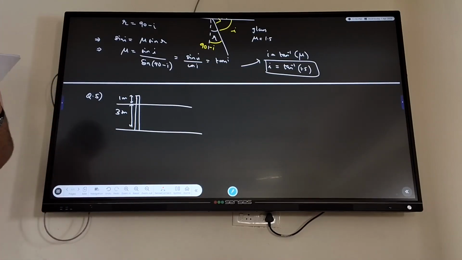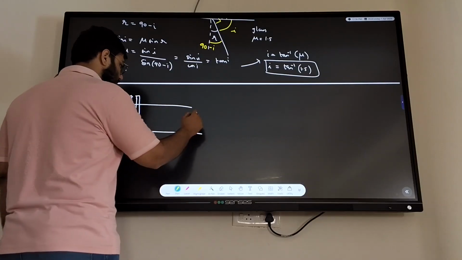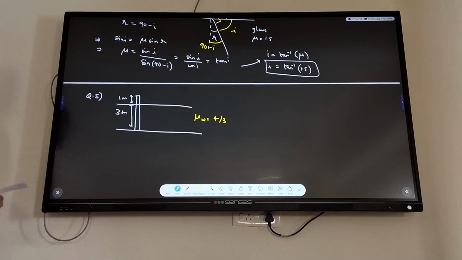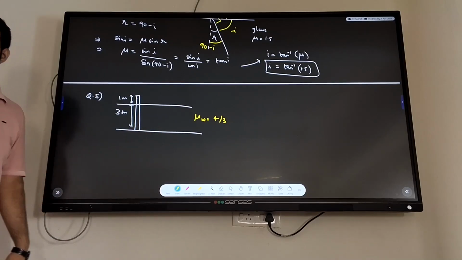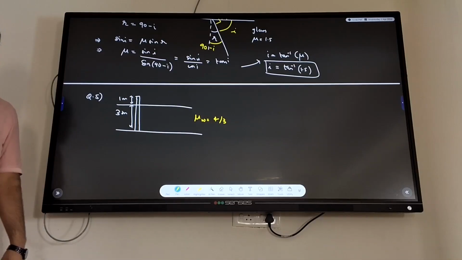And what else is given? Determine the length of the shadow of the pole on the bottom of the lake if the sun rays make an angle 45 degree with the water surface. Refractive index of water is given to be 4/3. So mu of water is equal to 4/3 and you have to find the length of the shadow if the sun rays are making an angle 45 degree with the water surface.